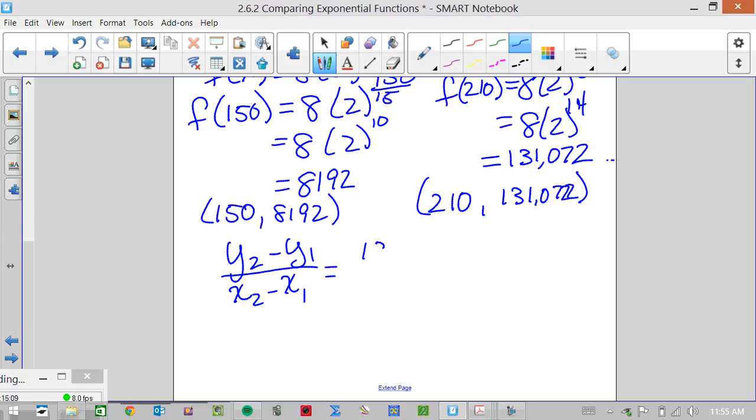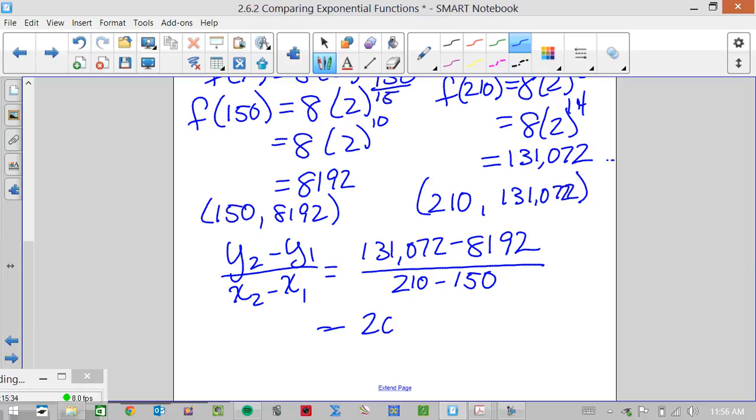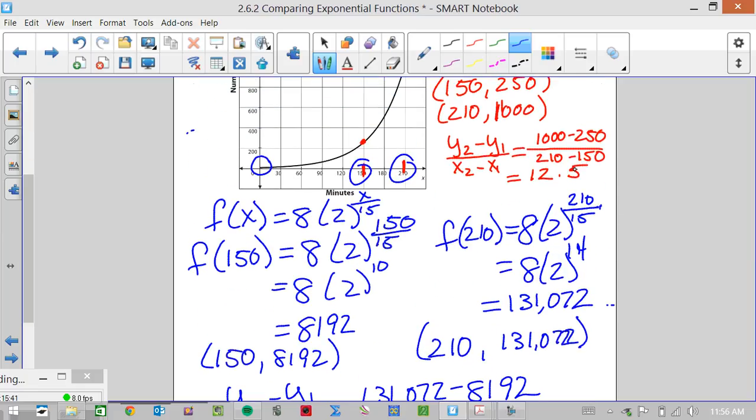In this case, it is 131,072 minus 8,192 over 210 minus 150. And after I do all the math for that, I get 122,880 over 60, do the division, and it becomes 2,048. So what was our rate of change here?